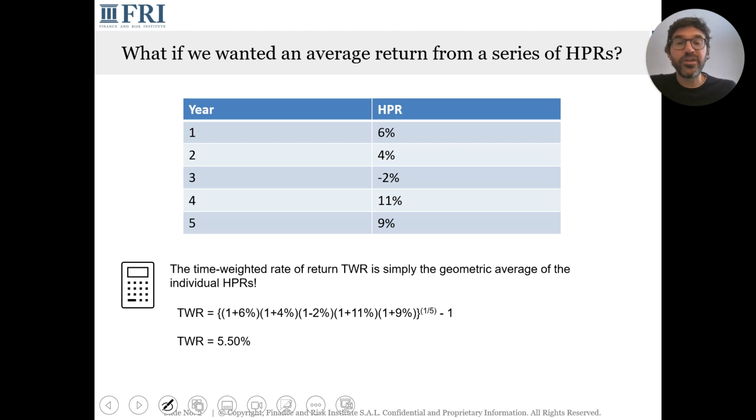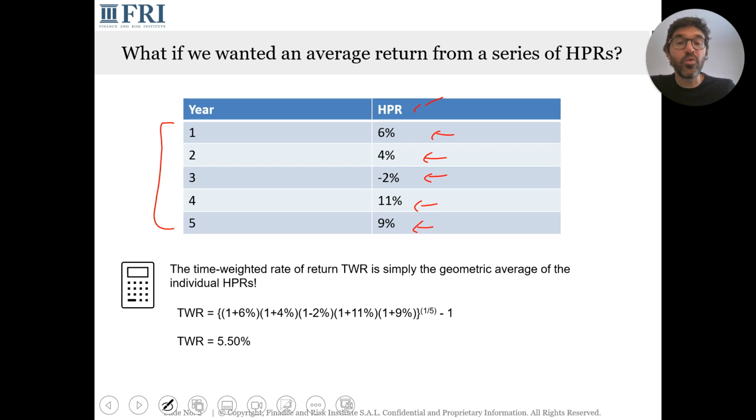Now that we have a series of holding period rates of return and we know what an HPR is, we are ready to understand time-weighted rates of return. A time-weighted rate of return is simply the geometric average of a series of holding period rates of return. So imagine we have 5 years and those are the holding period returns for each of those 5 years. So in year 1, the investor achieved 6%, 4% in year 2, minus 2% in year 3, 11% in year 4, and 9% in year 5.